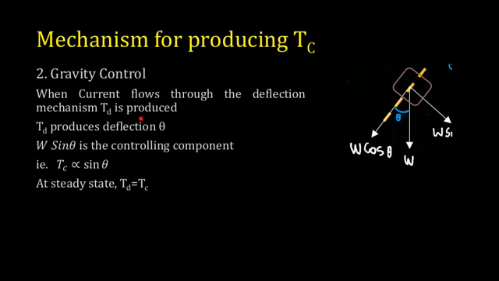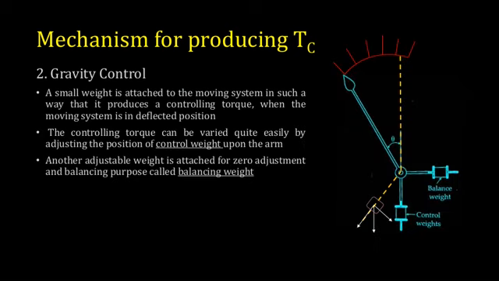Now, once the current flows through the deflecting mechanism, we will have deflecting torque produced, and deflecting torque produces some deflection theta. Once this entire moving system is deflected, we will have the weight of the instrument moving downwards, and you will have a W sin theta component trying to bring this particular weight to the initial position. So you can see here that you have W, this is W sin theta, this is theta, and this is W cos theta.